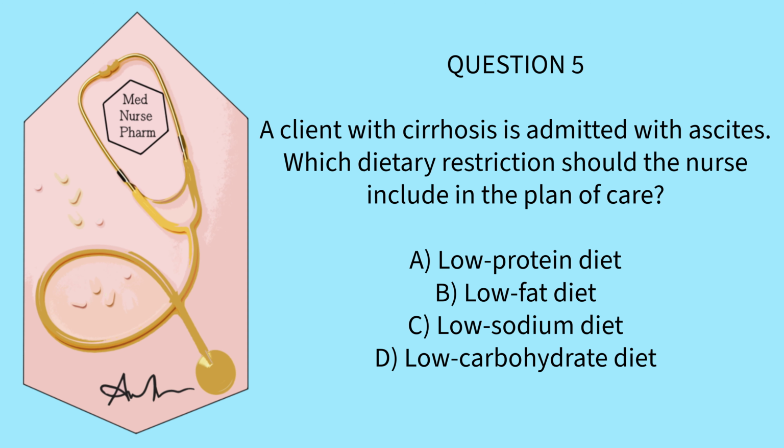Question 5. A client with cirrhosis is admitted with ascites. Which dietary restriction should a nurse include in the plan of care? Low protein diet, low fat diet, low sodium diet, low carbohydrate diet. Pause the video and select your answer.